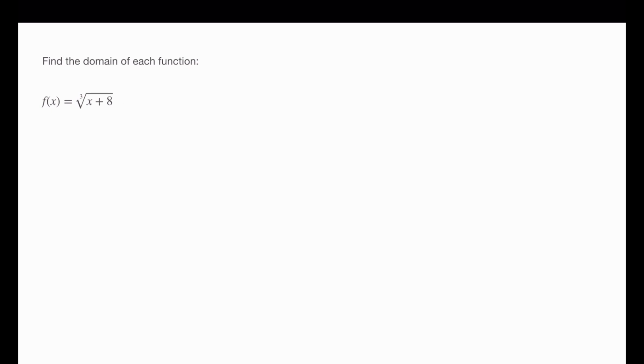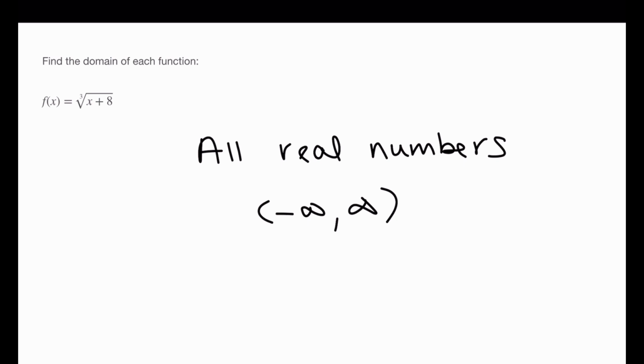What if we have a cube root? So f of x equals cube root of x plus 8. There are no restrictions for cube roots either. We only have restrictions for our even roots, square roots, fourth roots. We can take the cube root of positive numbers or negative numbers. So this one also has a domain of all real numbers, or negative infinity to positive infinity.